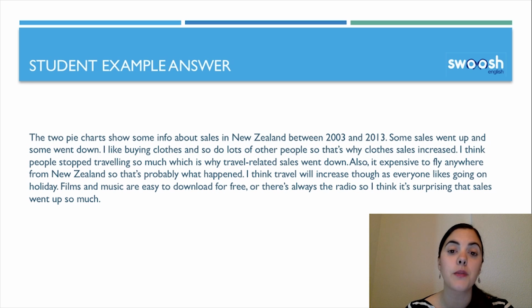I think people stopped travelling so much, which is why travel-related sales went down. Also, it's expensive to fly anywhere from New Zealand, so that's probably what happened. I think travel will increase though, as everyone likes going on a holiday. Films and music are easy to download for free, or there's always the radio, so I think it's surprising that sales went up so much.